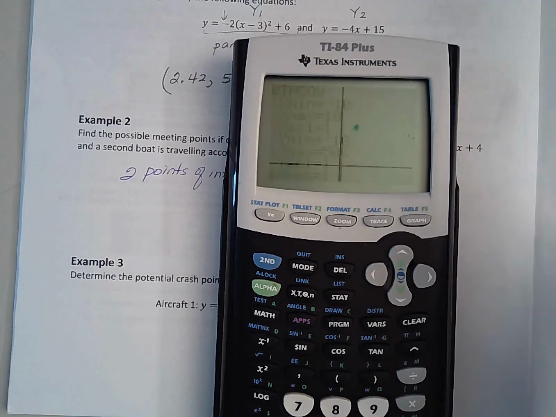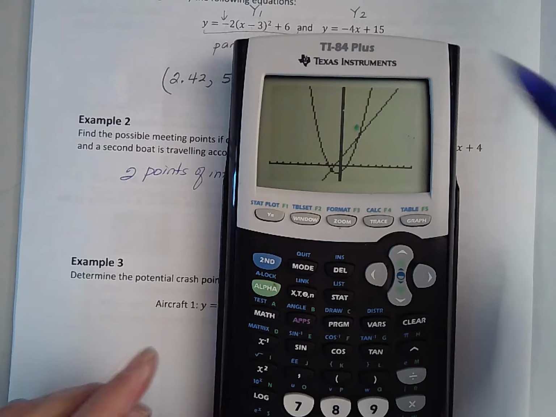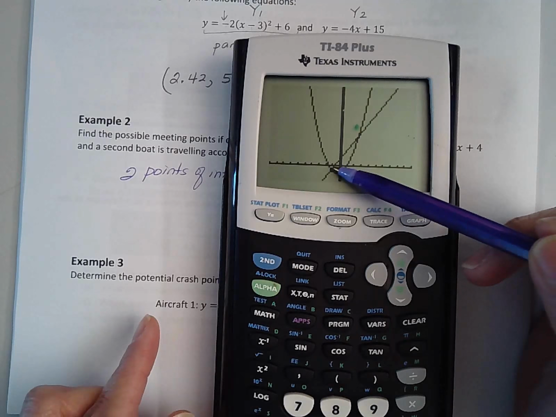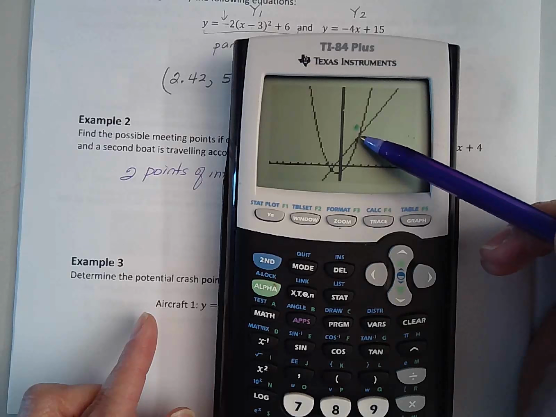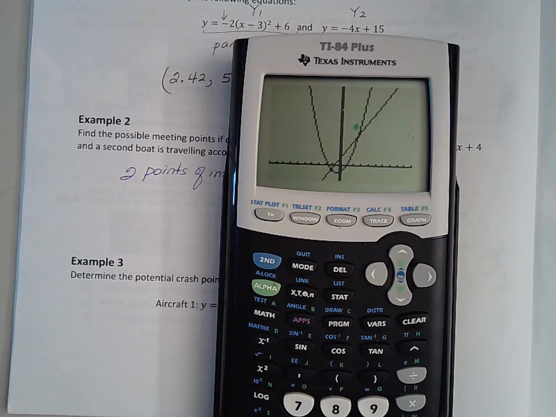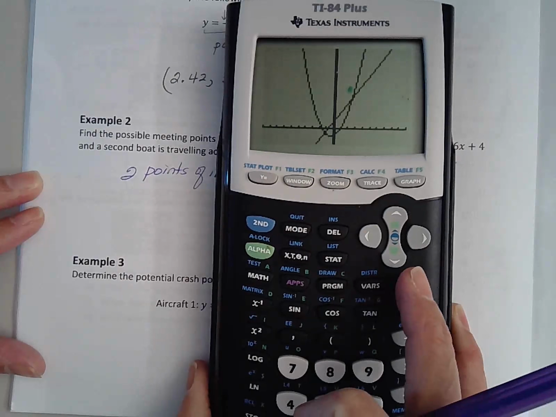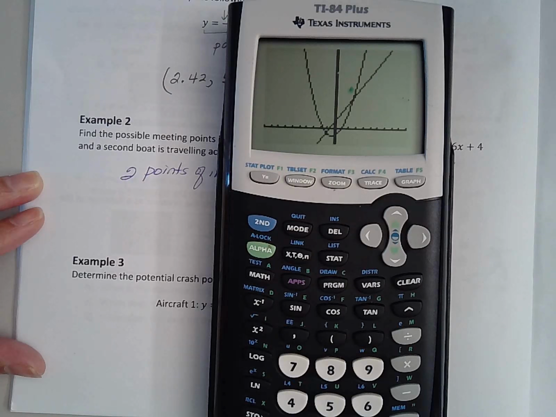There you go. Now this is very clear. You can see that there's 1 intersection there, and then there's 1 over there. Those are the crash points. So how can we figure out their intersection? How do you find the intersection?